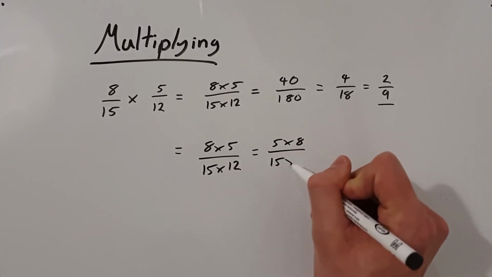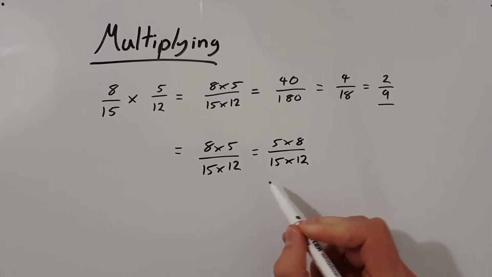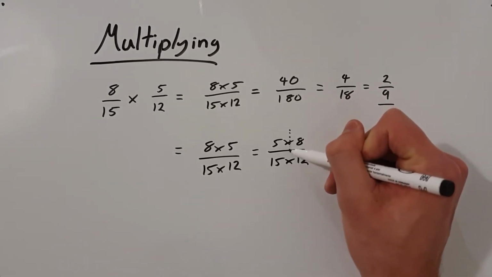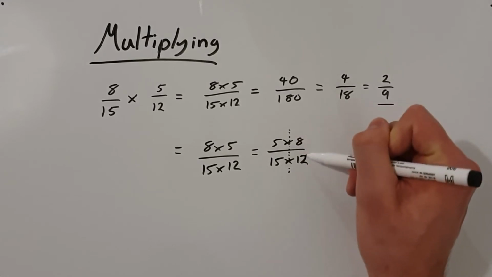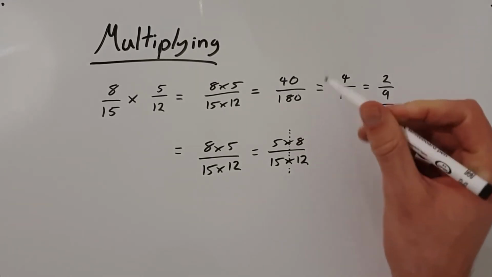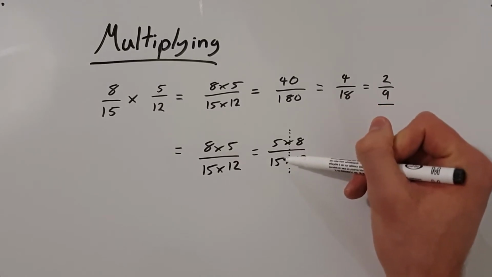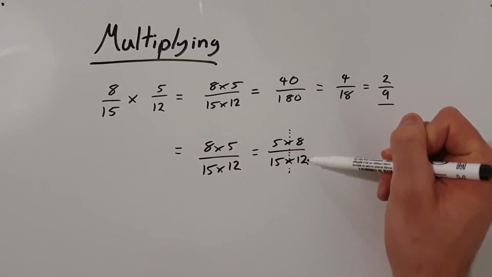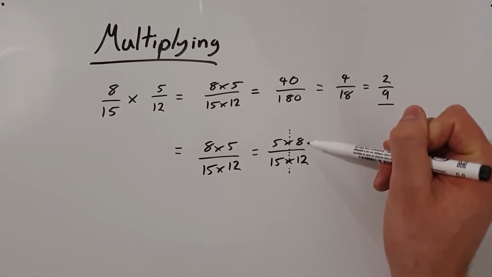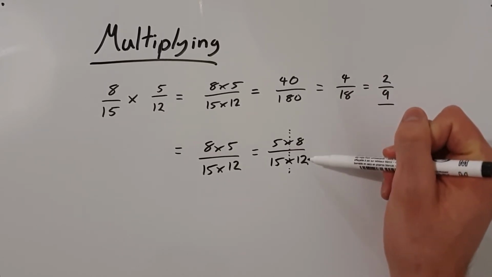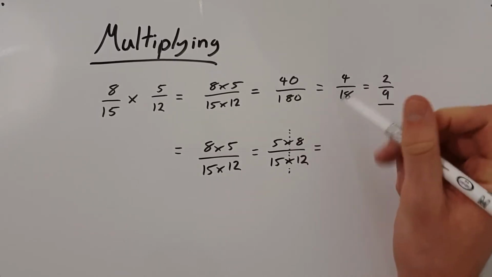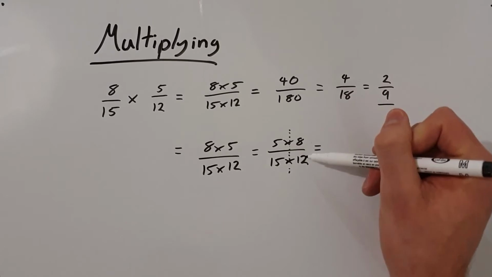Over 15 times 12, like this. And what you can effectively do is split these up again to give you two different fractions, and it would give you the exact same answer. And if you look now, you've got 5 over 15 times 8 over 12. And these now do have common multiples between their numerator and denominator. So what we can now do is simplify these separately.